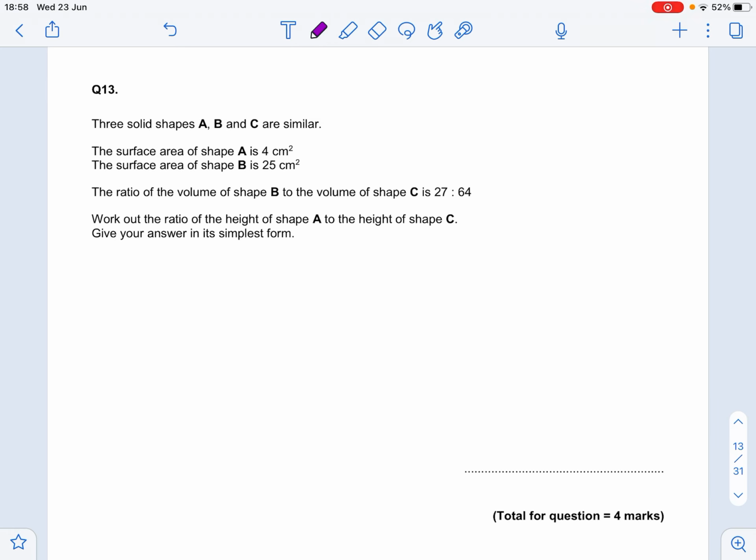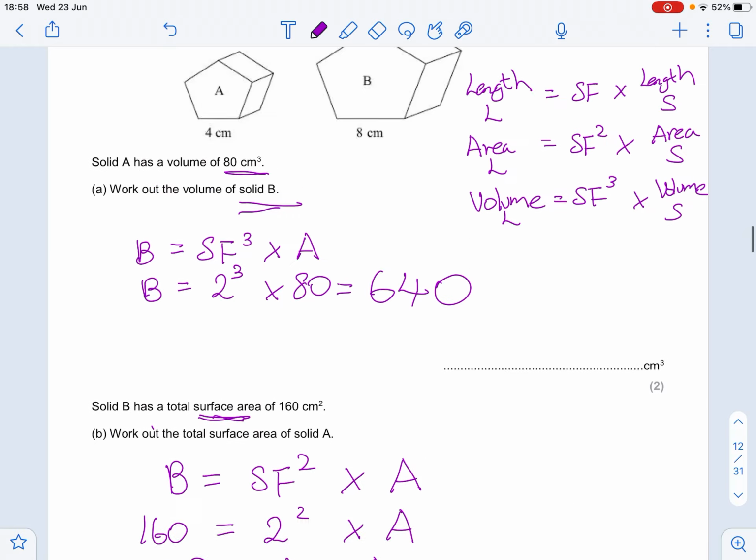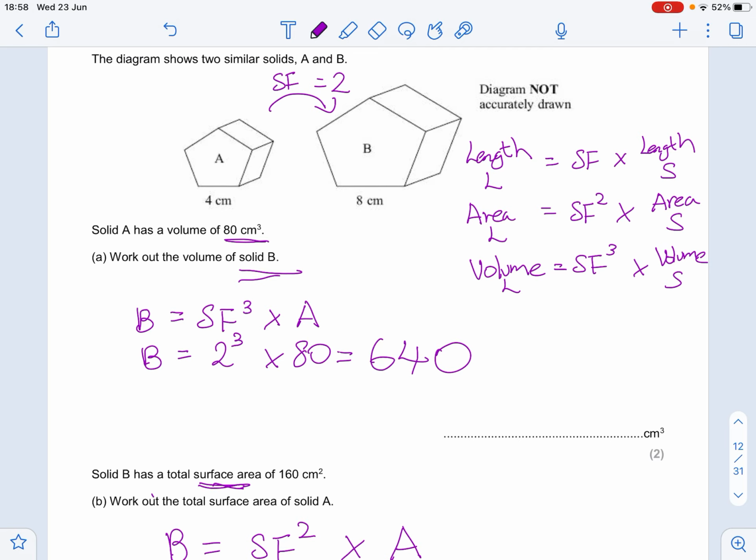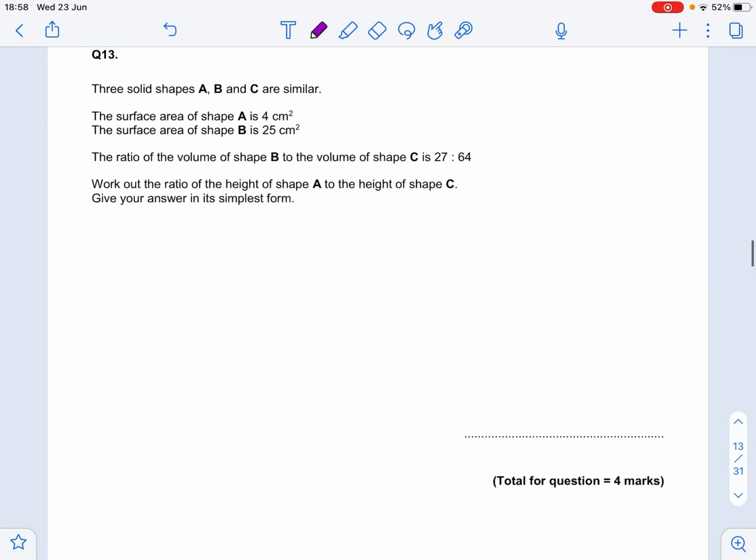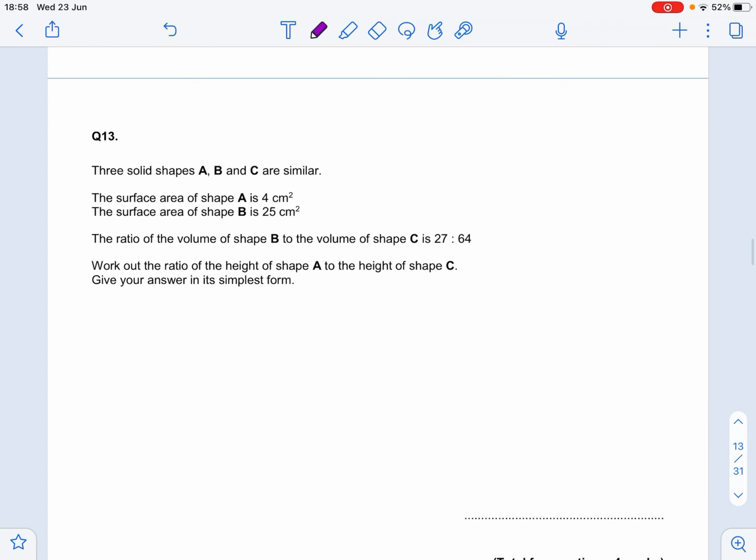So in here we have 3 solids, A, B, and C, and we are told they are similar. So the surface area of A is 4. So it's similar to the last question, where we know that for length it is the scale factor, area is scale factor squared, and volume is scale factor cubed. So let's convert them all to length.